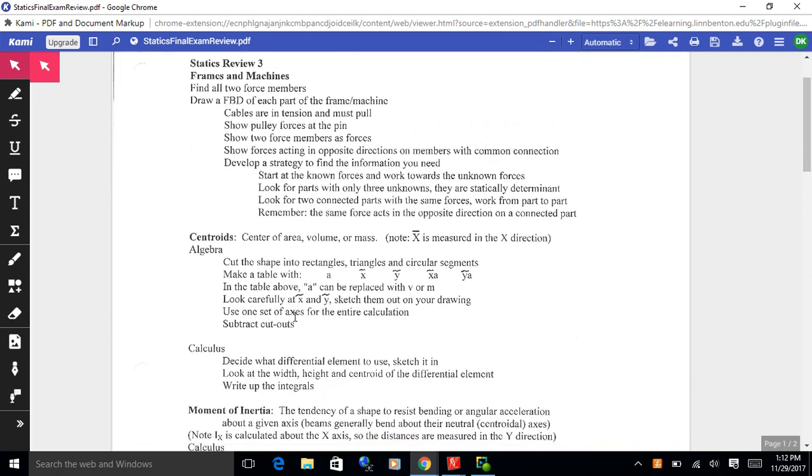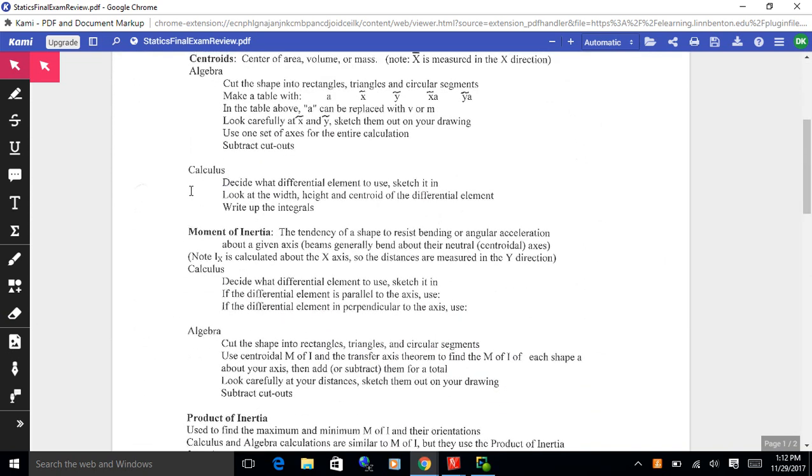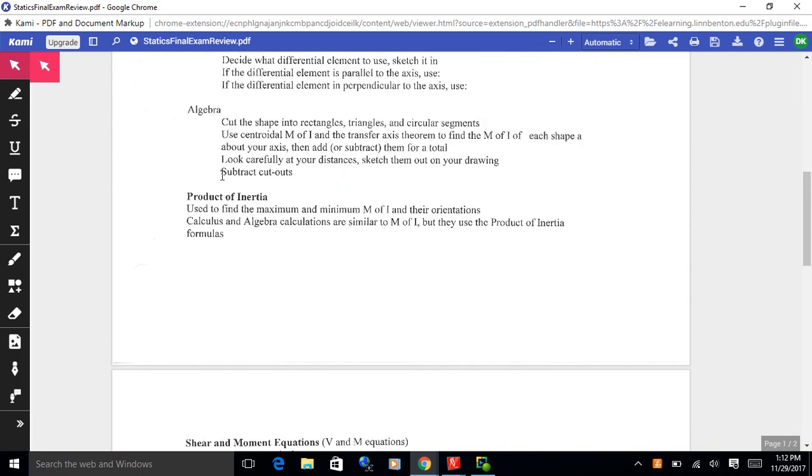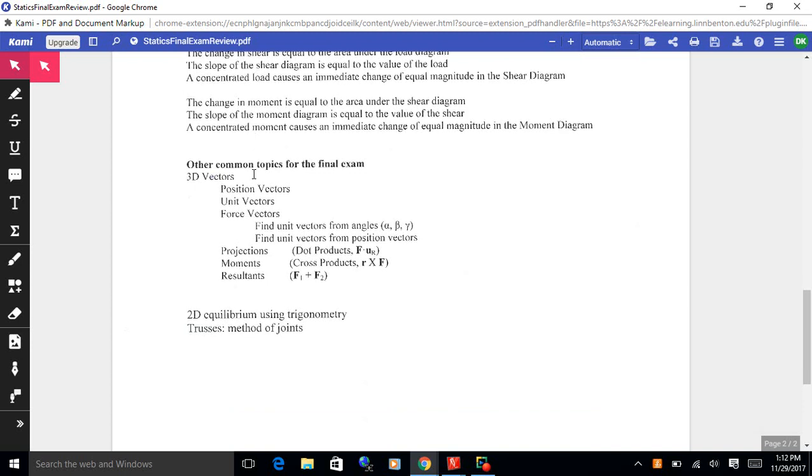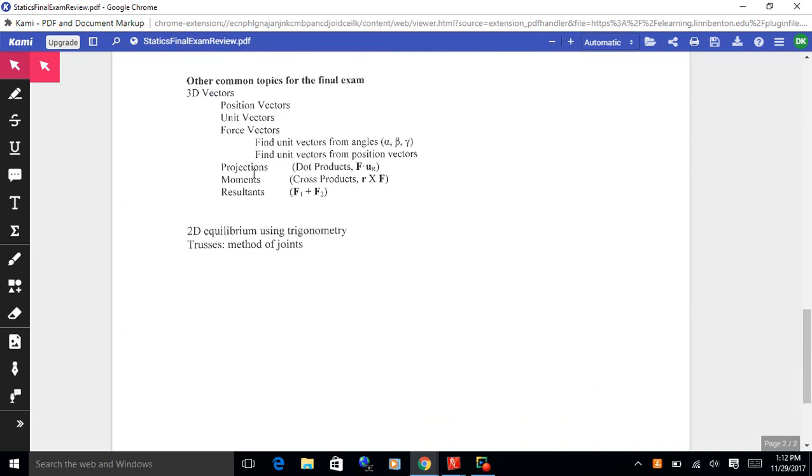So frames and machines, centroids, moment of inertia for sure. The centroids and moment of inertia will be algebra based. Shear moment, maybe. We'll see if we get through it. And then 3D vectors, 2D equilibrium using trig, and trusses, method of joints. Okay. Not trusses, method of sections. Right. So just method of joints.